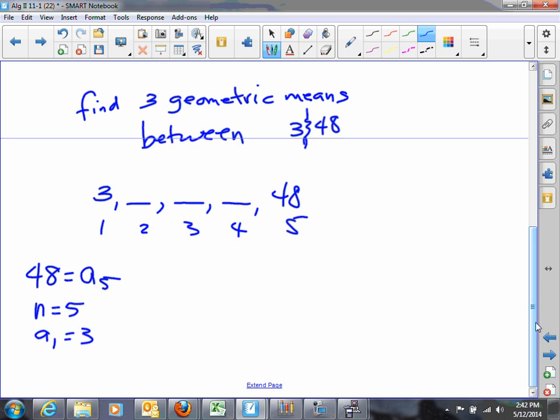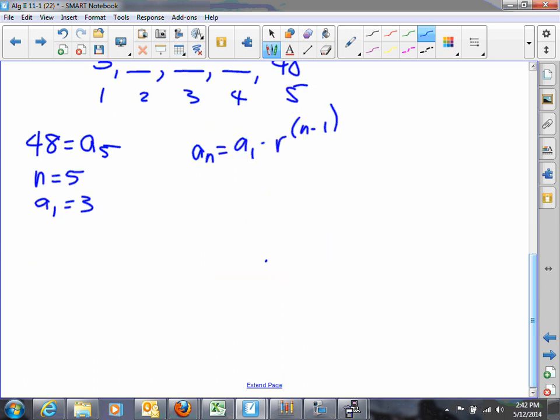Question is, we do not know what r is. If we knew what r was, we could just multiply 3 by r, we get a sub 2. We'd multiply a sub 2 by r, we get a sub 3, and so forth. But we can use the formula that we just derived. A sub n is equal to a sub 1 times r raised to the n minus 1 to find r. So let's do that. 48 is equal to 3 times r to the 5 minus 1. Now that's r to the 4th.